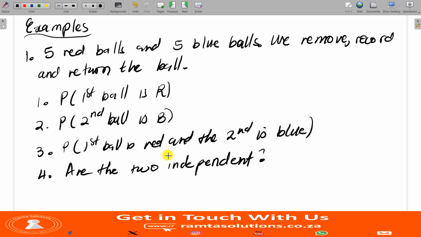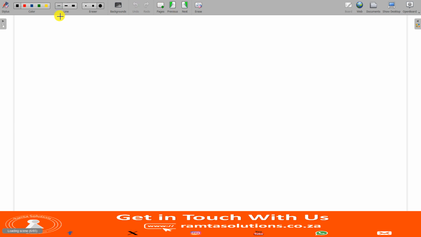So now let's answer the questions. We will try 2 examples, remember? The first one, I should have said 1.1, 1.2, 1.3, 1.4. So for the first one, remember in our sample space, we have 5 red balls and 5 blue balls. The probability that the first ball is red. Guys, I want to show you something before I answer this question.